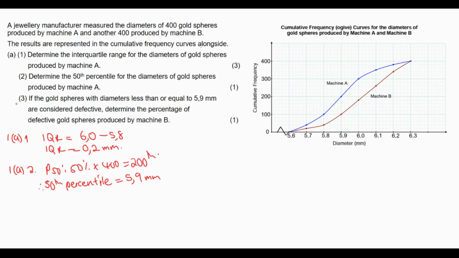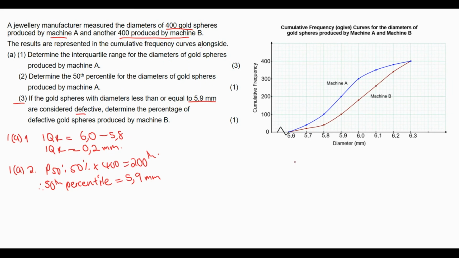Welcome back. Let's do question 1A3. A jeweler manufacturer measured the diameters of 400 gold spheres produced by machine A and another 400 produced by machine B. The results are represented in the cumulative frequency curves alongside. If the gold spheres with diameters less than or equal to 5,9 millimeters are considered defective, determine the percentage of defective gold spheres produced by machine B.